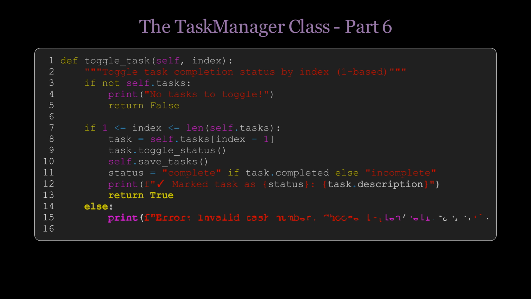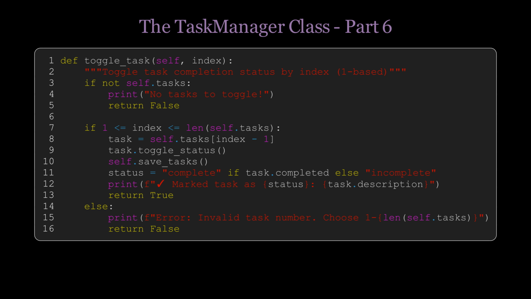Now let's add the toggle task method. This marks tasks complete or incomplete. Users can easily check off finished tasks or reopen ones that need more work. The toggle task method is similar to delete task but changes status instead of removing.